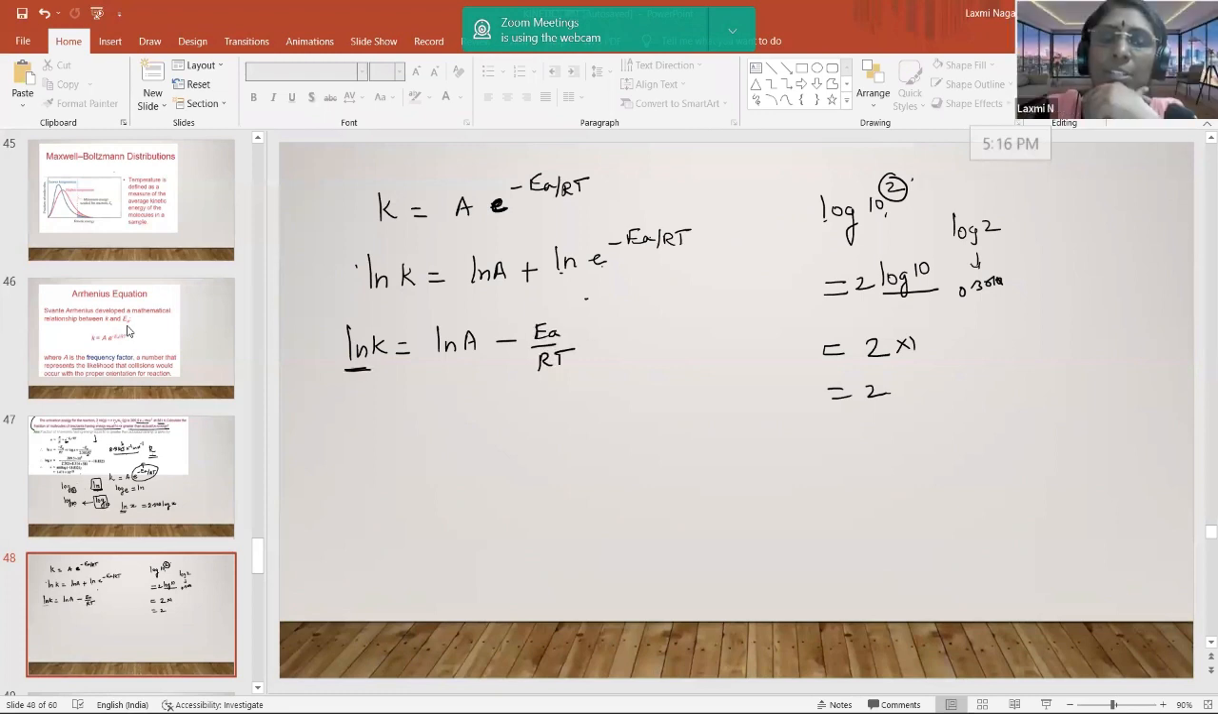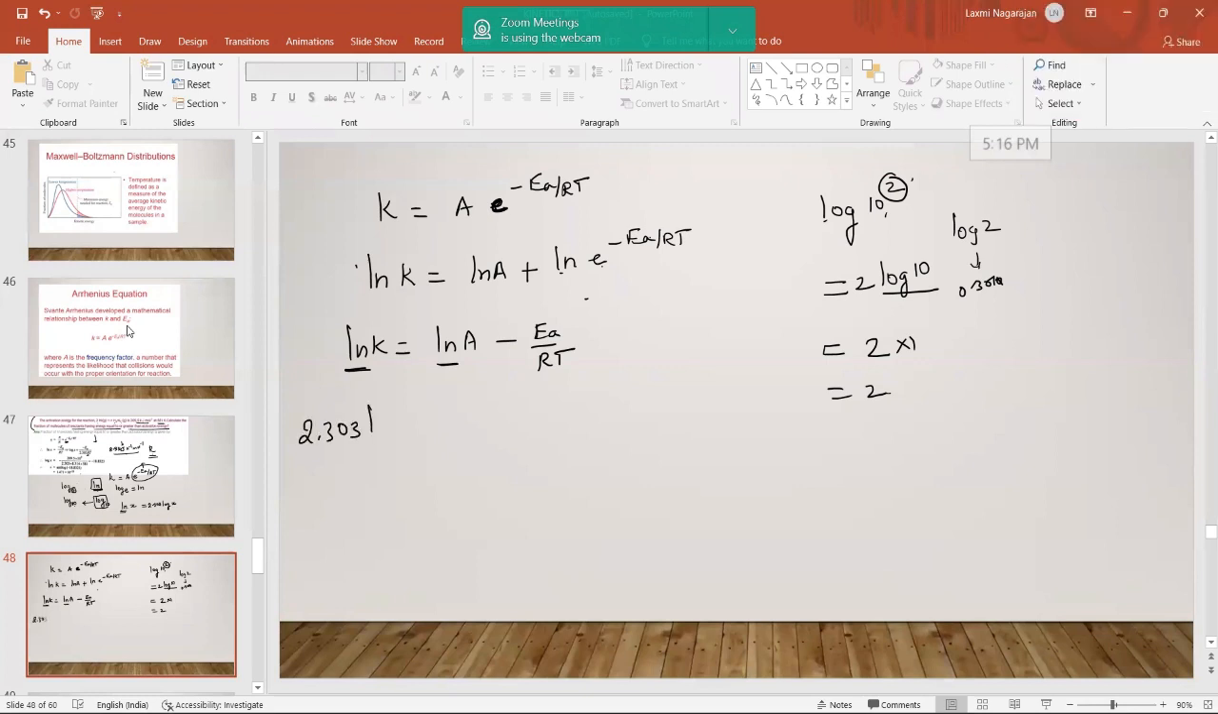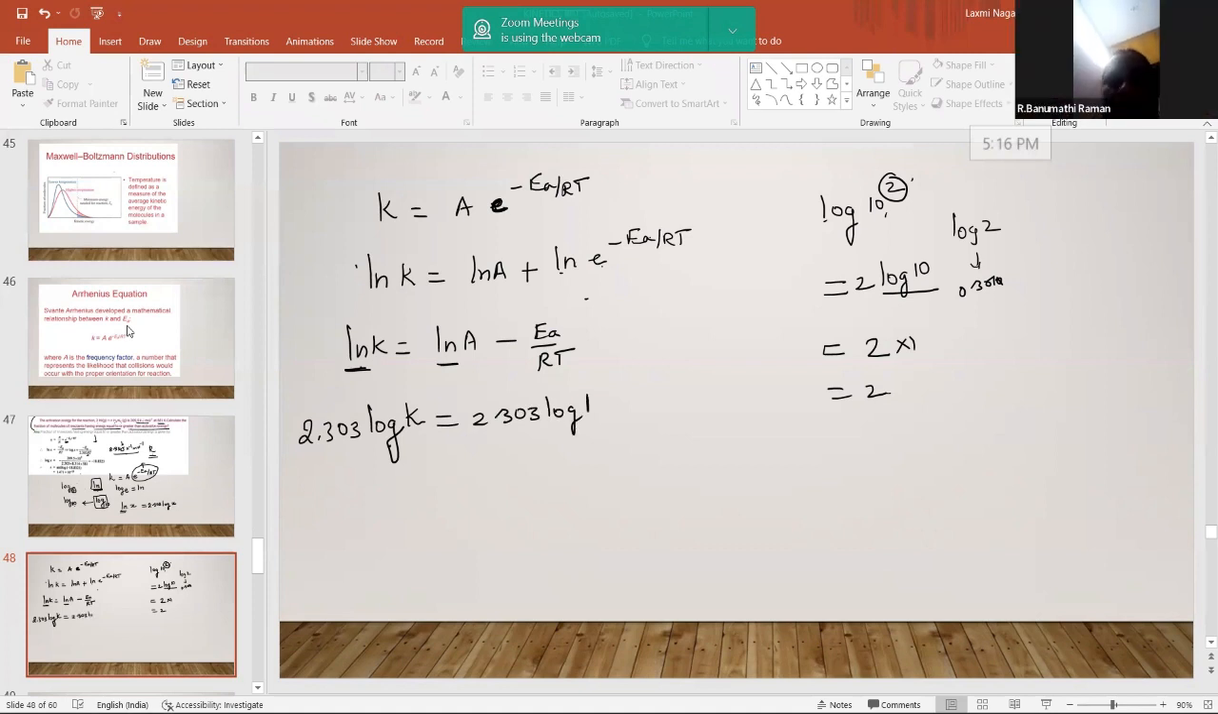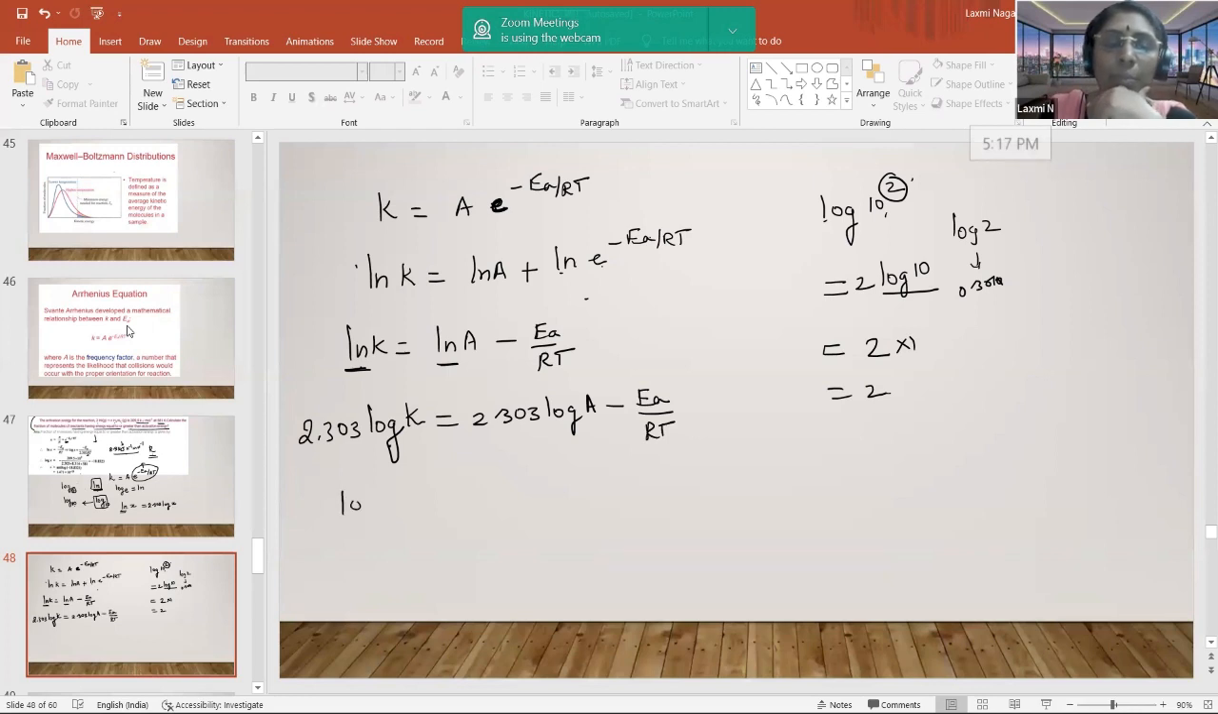Now, what is the conversion factor of ln to log? 2.303. Now I have the capability to write ln as log. For chemists, when we want to write the base 10, we will plainly put it as log. When the base is e, we will put it as ln. So this will become 2.303 log k is equal to 2.303 log A minus Ea by RT.